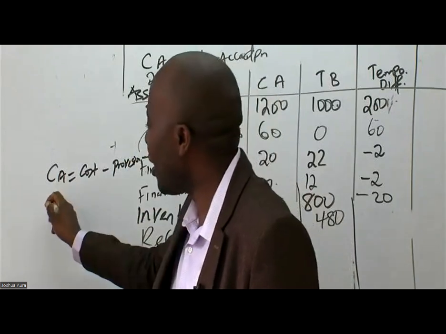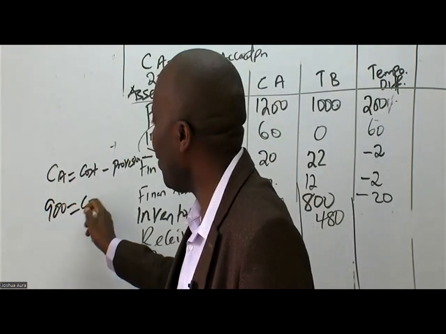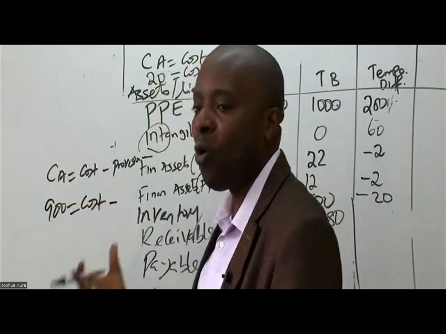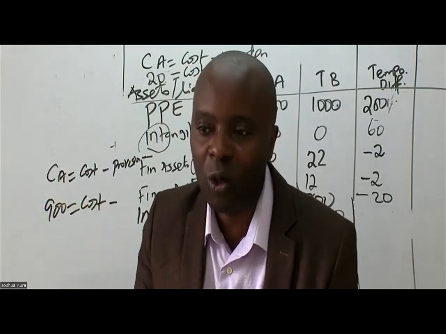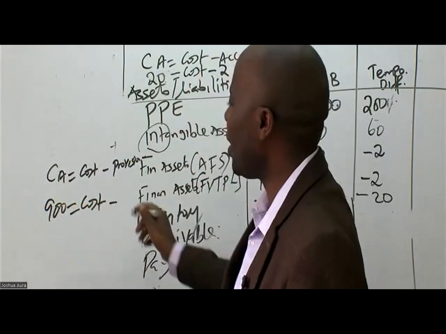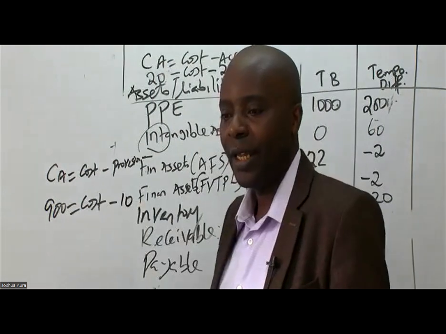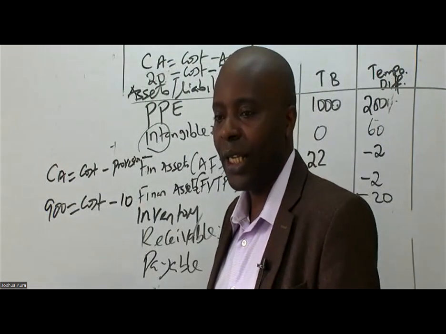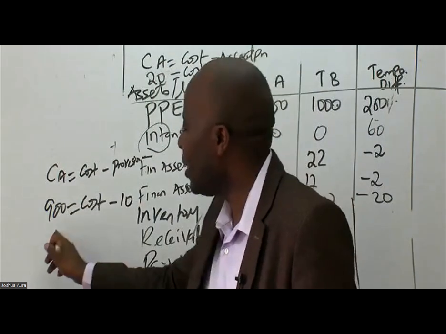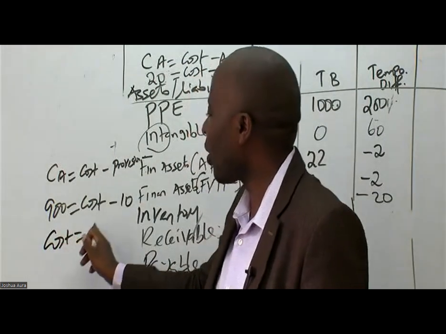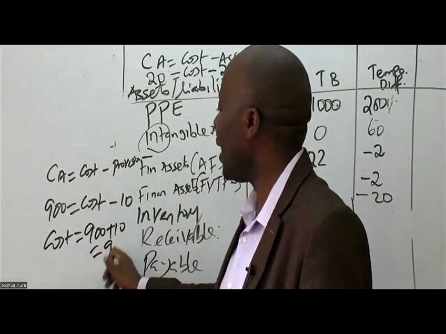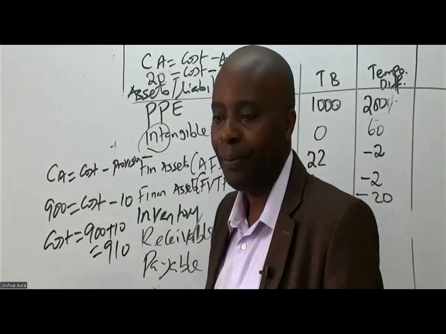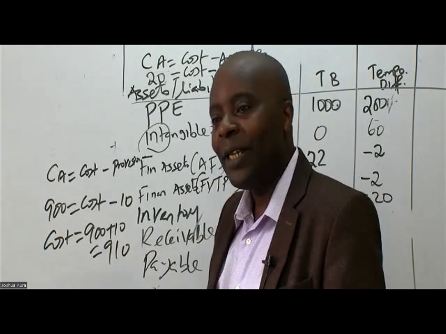So to get the carrying amount of 900, in this case here, we don't know the cost, but fortunately we know the loss that was suffered. So the loss is how much here, somebody? The loss is 10, right? So meaning, ladies and gentlemen, that the cost here will be 900 plus 10, which gives me 910.